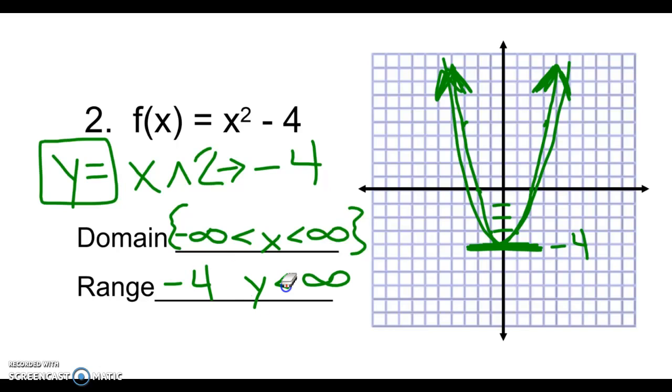And again, we're talking about y. Now this could be equal to -4. So we're going to put a little equal sign under that. There you go. All right, let's try another one.